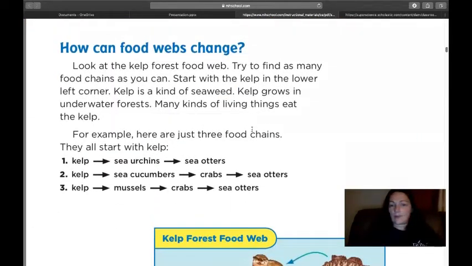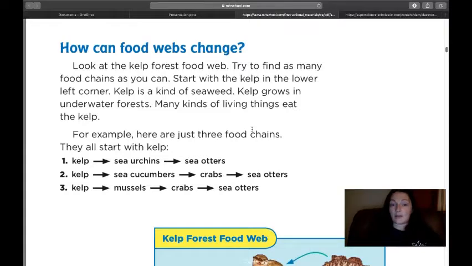How can food webs change? Look at the kelp forest food web. Try to find as many food chains as you can. Start with the kelp in the lower left corner. Kelp is a kind of seaweed. Kelp grows in underwater forests. Many kinds of living things eat the kelp.